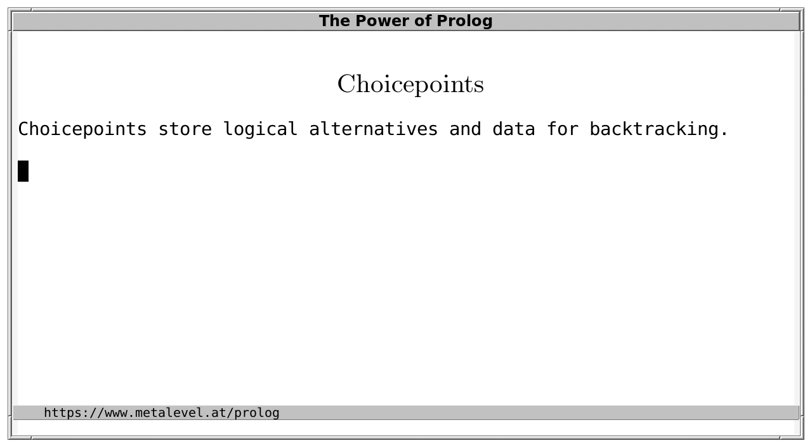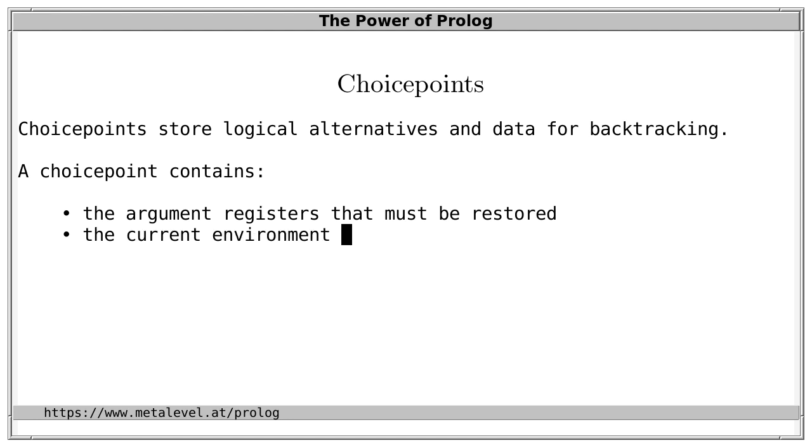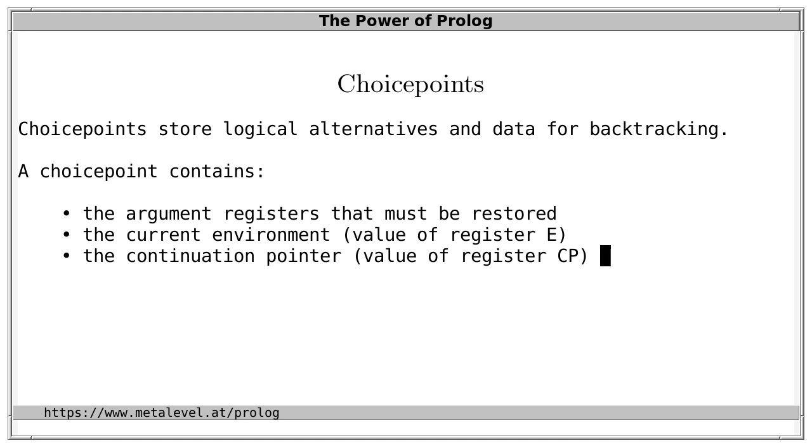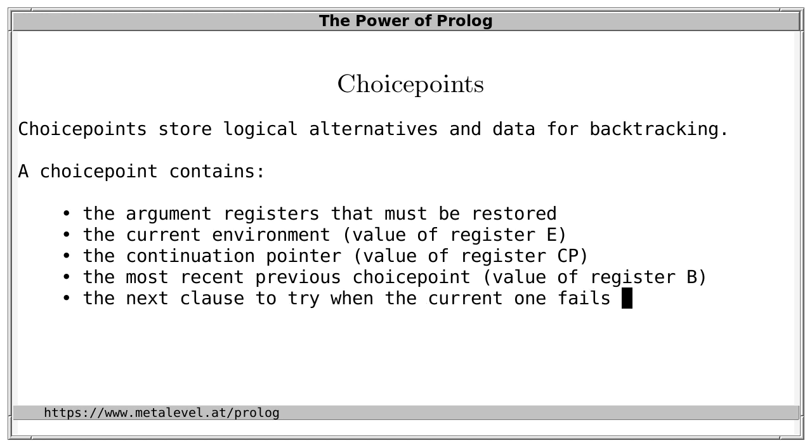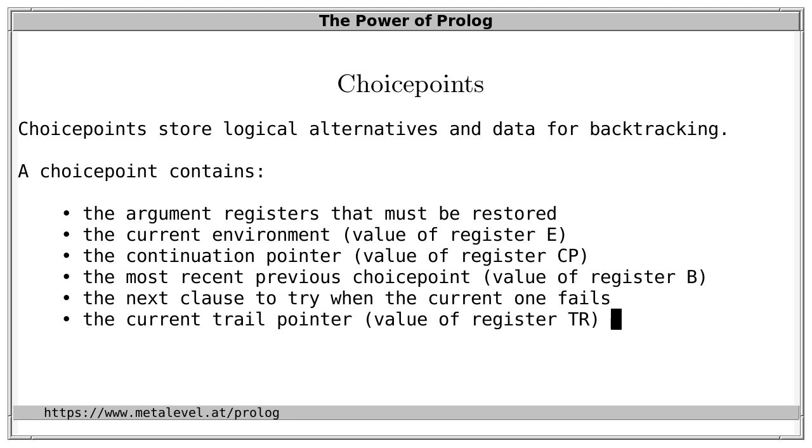So at least with the WAM, to backtrack and continue with the next alternative, a choice point stores the argument registers, the current environment, that is its address on the local stack, which is stored in register E of the WAM, the continuation pointer, which is the value of register CP, the address of the most recent previous choice point, which is the value of register B, then very importantly, the next clause to try when the current one fails, so that's an address in the code area, the current trail pointer, and as already mentioned, the trail is used to undo variable bindings on backtracking.